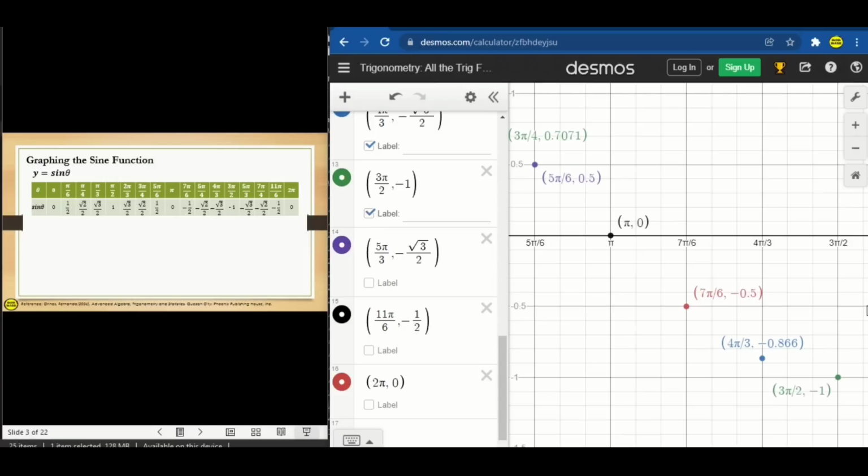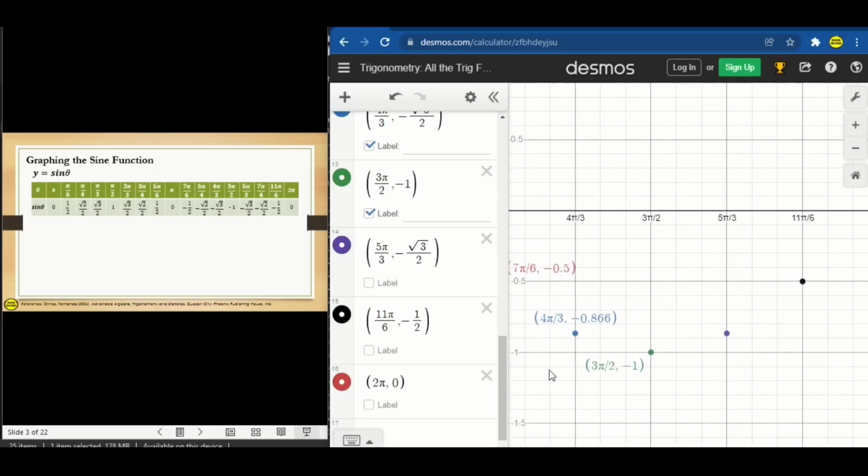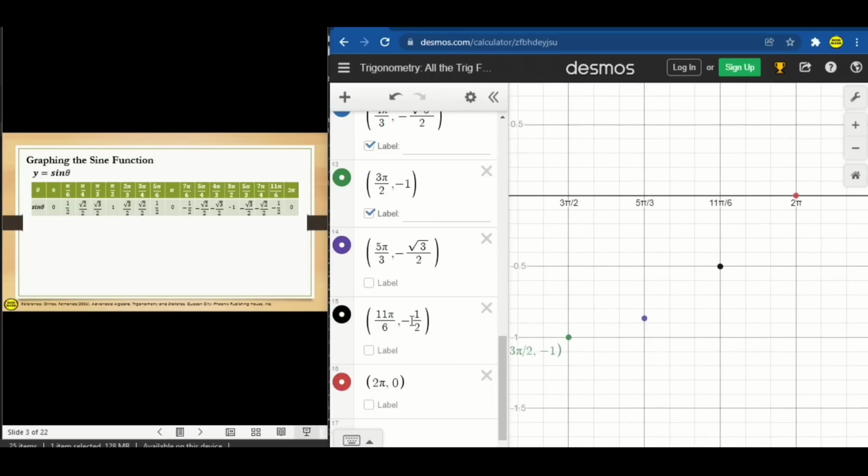Next is 3 pi over 2 and negative 1. And then move natin. Okay. So next is 5 pi over 3 and negative square root of 3 over 2. And then 11 pi over 6 and negative 1 half. Then 2 pi 0. So, pinakita ko lang yung label ng points natin.